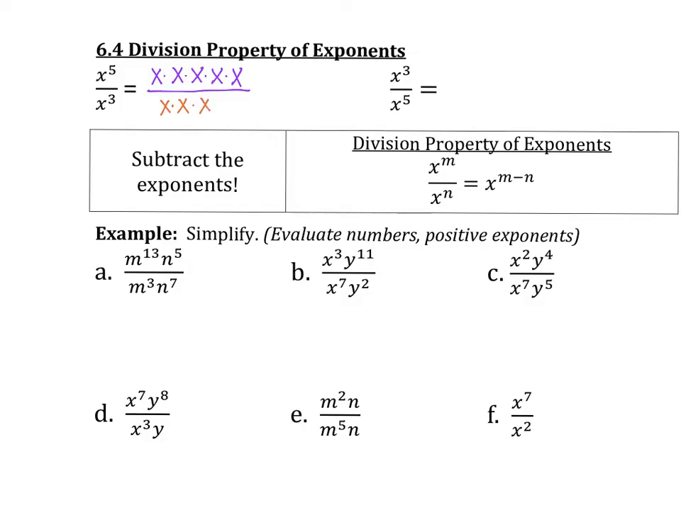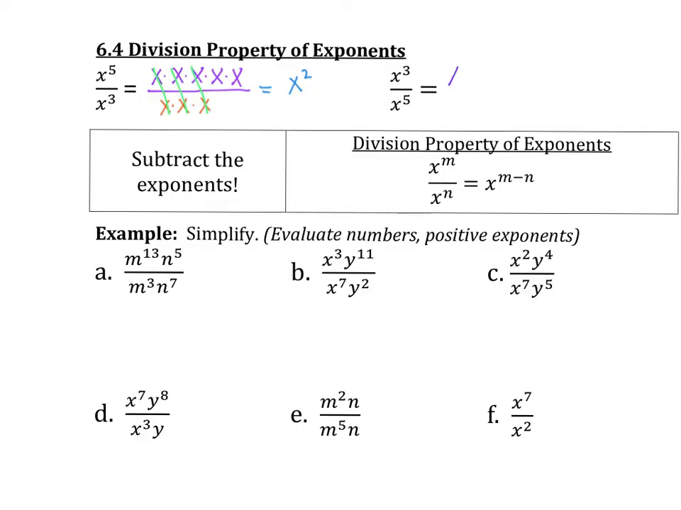I should be able to cancel some of these, so I could cancel 1, 2, 3 of them. And then I am left with x to the second as my answer. Okay, now the second one here, x to the third over x to the fifth, is very similar. I'm going to write it out so you can see what's left, and then we'll look at the rule.